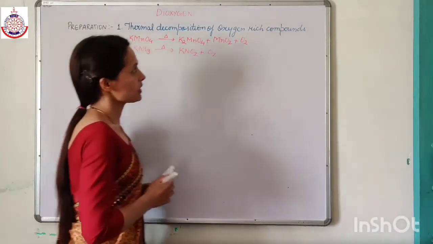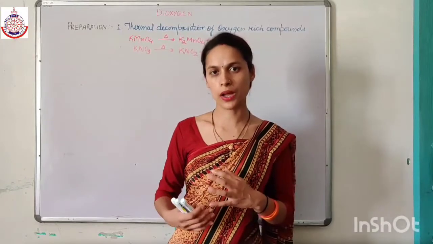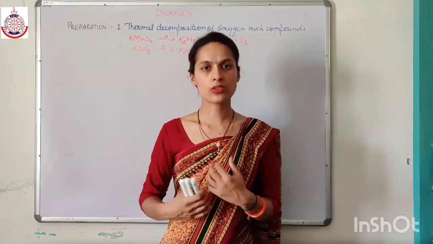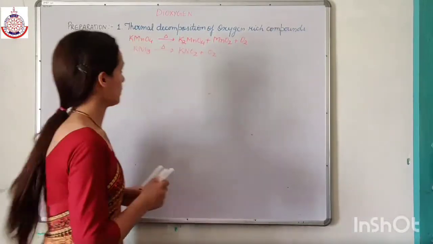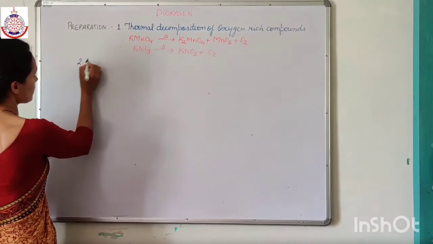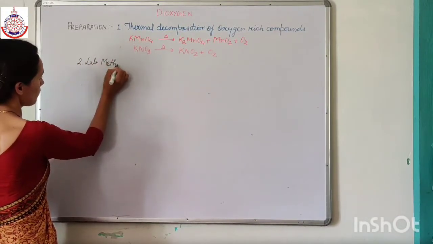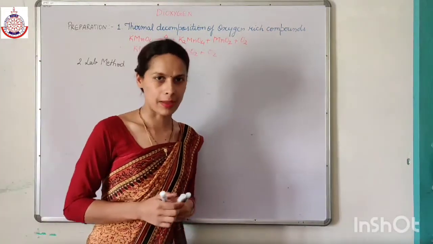So the first method is the thermal decomposition of oxygen-rich compounds, meaning those compounds which are rich in oxygen. When we heat those compounds, we get dioxygen. This is the first method. The second method is the laboratory method, that is, how we can prepare oxygen in a lab.